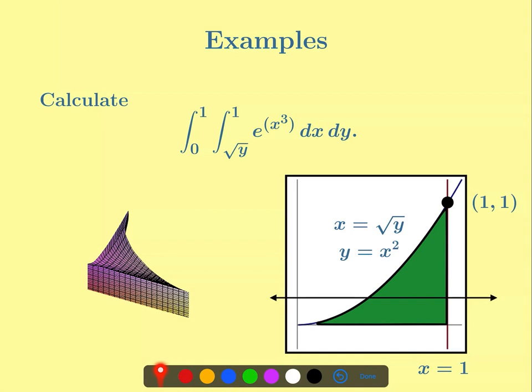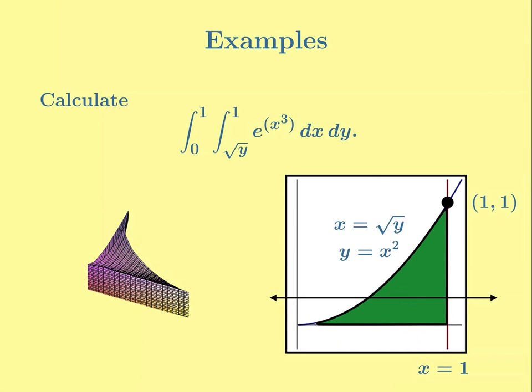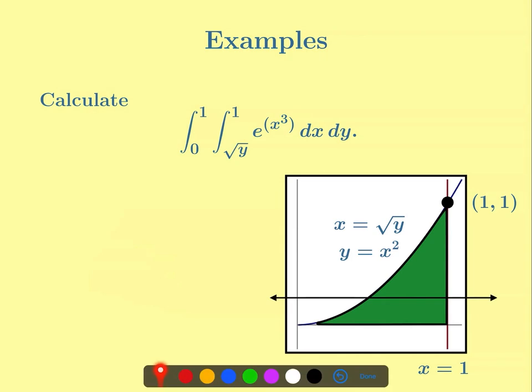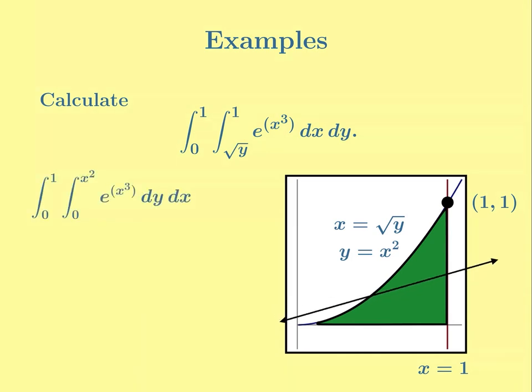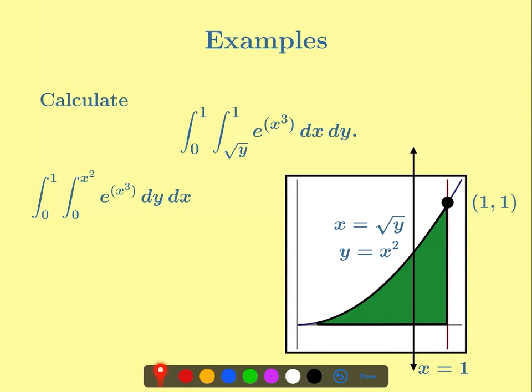of integration, and to do that, we want to look at what the limits should be. X is between 0 and 1 in this region, and for each fixed x, we switch this line around and we're going to draw a vertical line. And this vertical line is going to go from y equals 0 down here to y equals x squared up here. So y is going from 0 to x squared. We're going from the bottom curve where y equals 0, the x-axis, to y equals x squared.